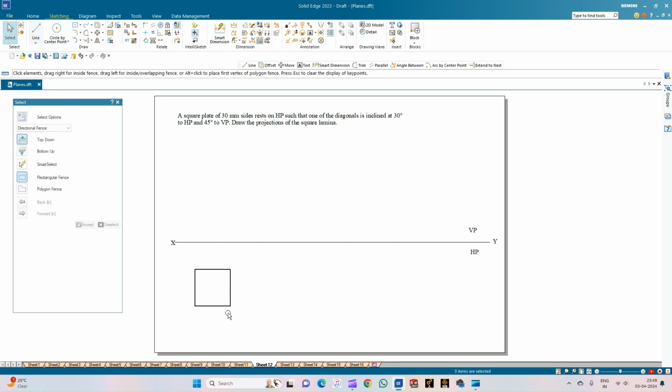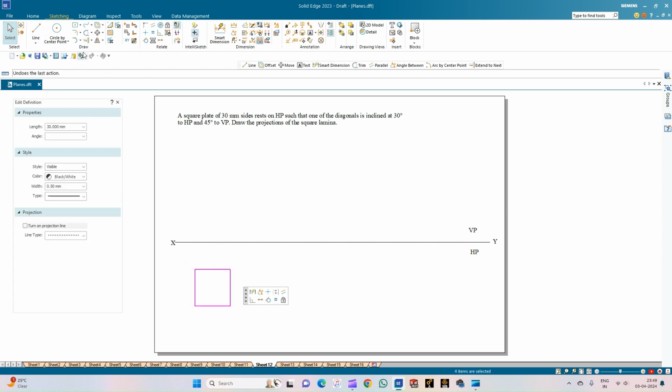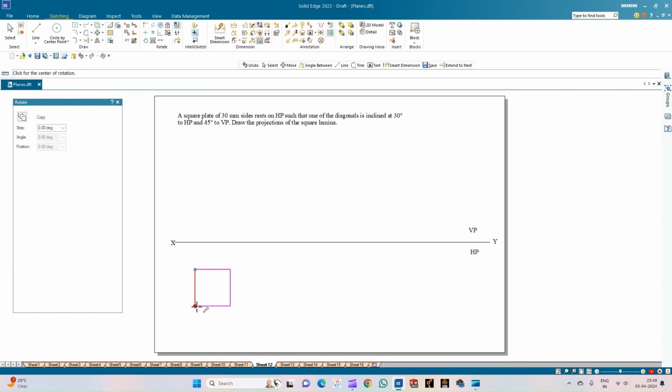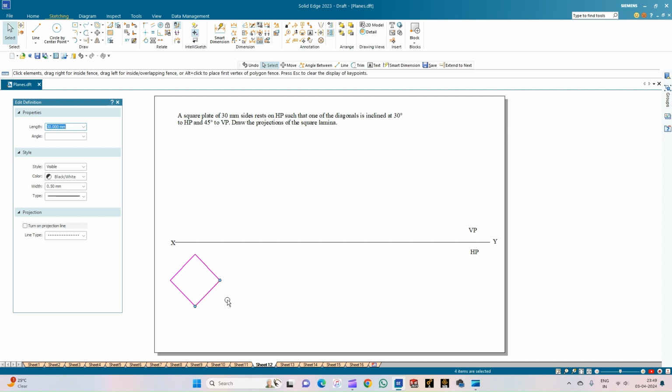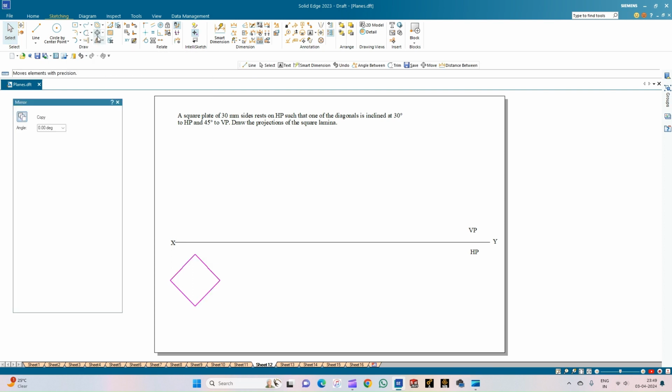Now let me select the entire square and rotate this entity in such a way that it is resting on one of its corners. Let me select the two extreme corners of the diagonal of the square and ensure it is rotated to a position of 90 degrees like this. You can see that it is resting on one of its corners. Now let me annotate this square as ABCD.